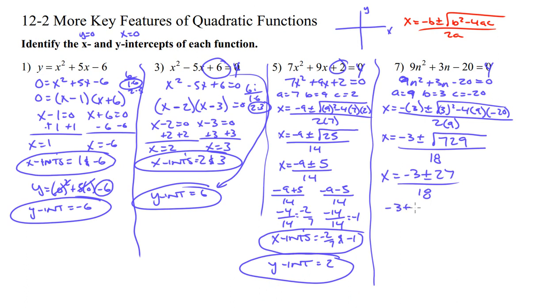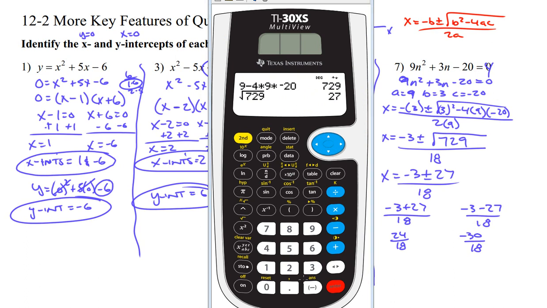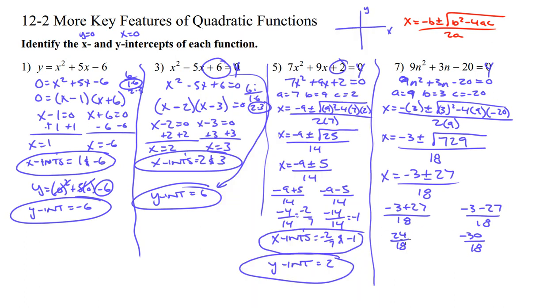So we're going to do negative 3 plus 27 divided by 18 and negative 3 minus 27 divided by 18. This gives us 24 over 18, and this gives us negative 30 over 18. We don't have to use our calculator for this. The 24 and 18 both can be divided by 6, right? Divide by 6, divide by 6, and we get 4/3. And then these can both also be divided by 6, so negative 5 over 3 as well.